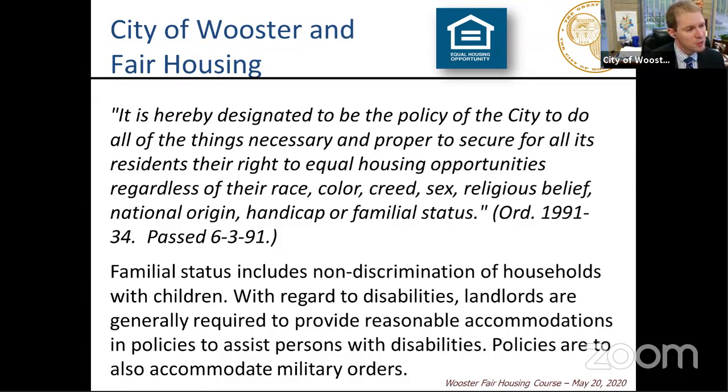And familial status would include non-discrimination of households with children. With regards to disabilities, landlords are generally required to provide reasonable accommodations and policies to assist persons with disabilities. Policies are also set to accommodate individuals that may have military orders.